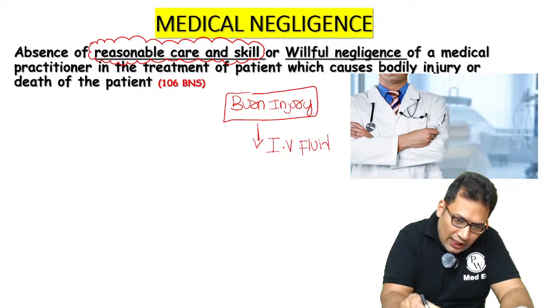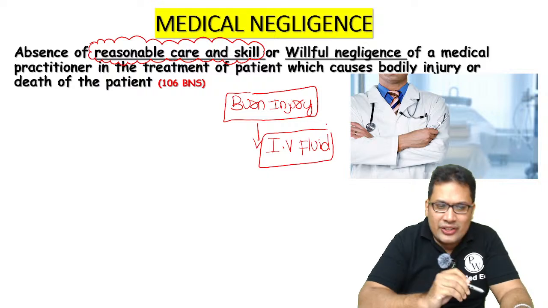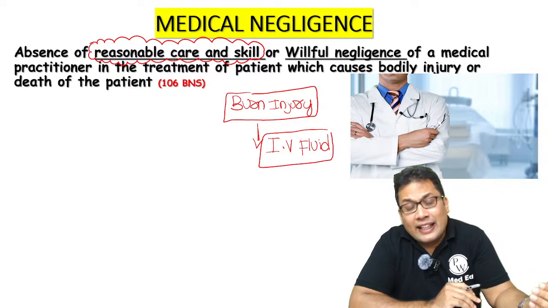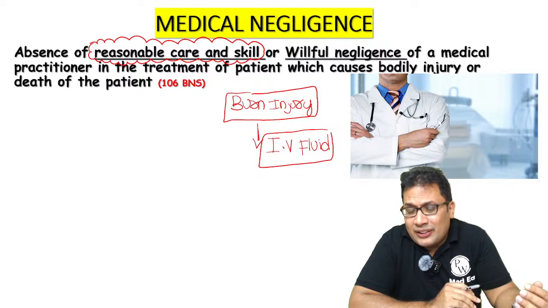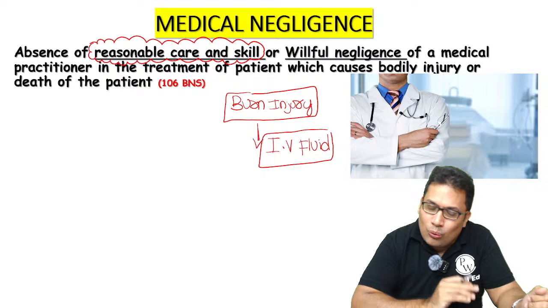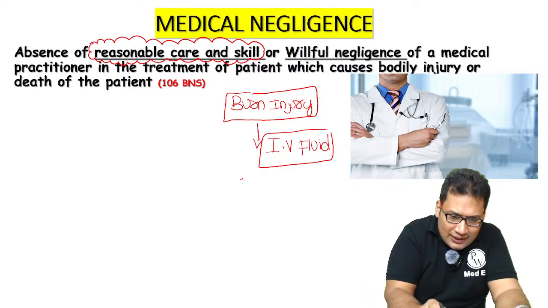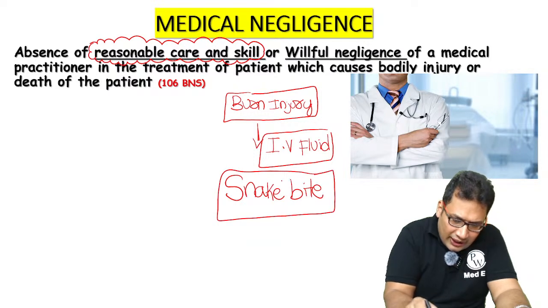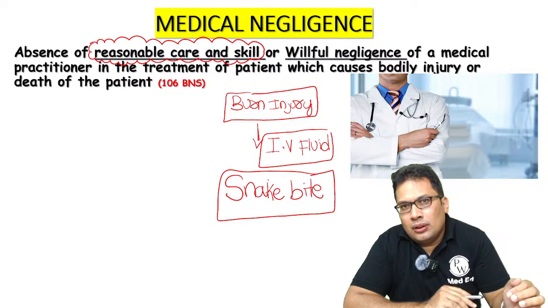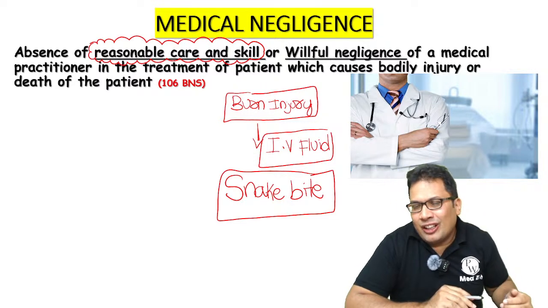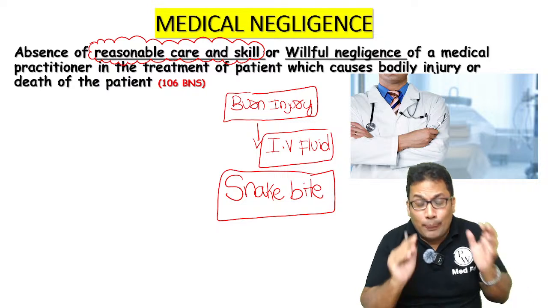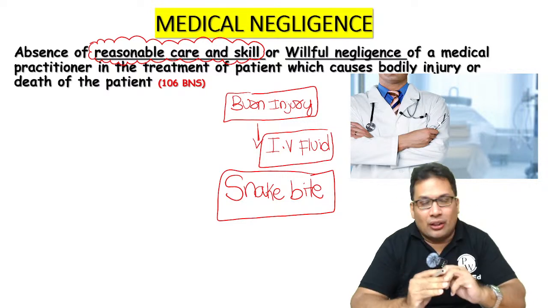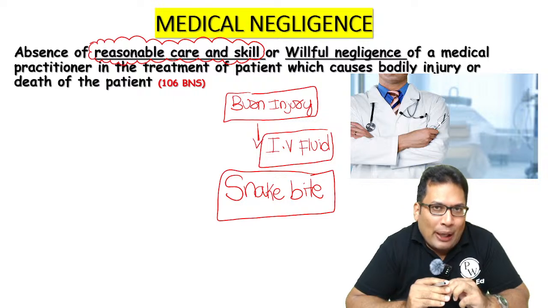So, as a doctor, you should exercise reasonable care and skill. For example, in burn injury, the immediate treatment is giving IV fluid, which will prevent hypovolemic shock. One more example, say a snake bite. There is a case of poisonous snake bite. The patient came with a history of respiratory difficulty, ptosis, abnormal sleepiness, and also convulsion. Probably a neurotoxic snake bite.